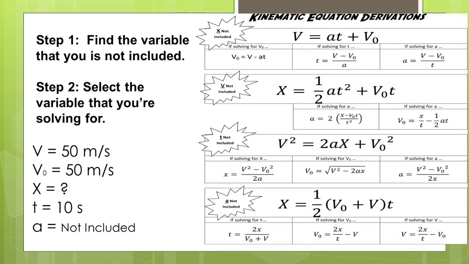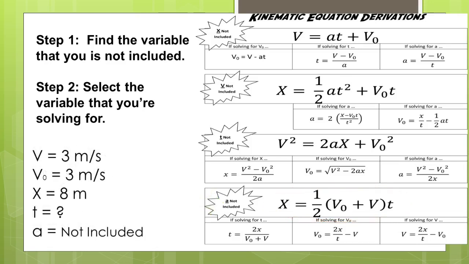We have all of our variables listed out. We were given initial velocity, final velocity. We were given time. X is what we're looking for, so we're going to put a question mark by X. A is not included, so we're going to find the equation that is associated with A not being included. We're solving for X because X has a question mark by it, so we're going to use that equation right there.